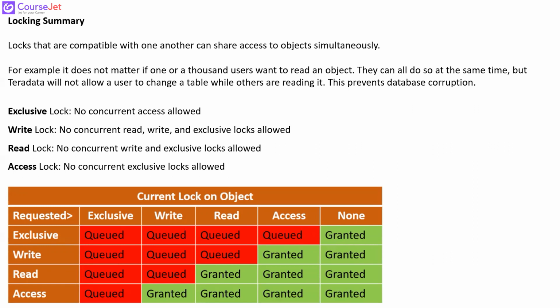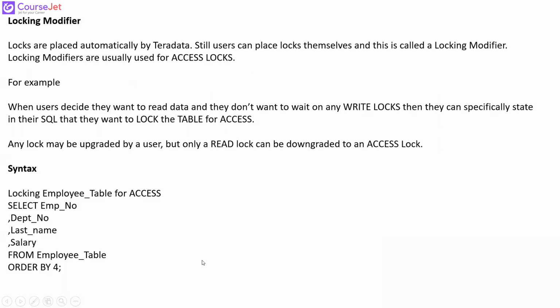So in that case, if you see the second line here, when the write operation is happening, only the access lock will be granted. Read lock will be queued, write lock will be queued, and exclusive lock will be queued, right? So in this scenario, you consider write operations happening in this table. If you don't put this locking employee table for access, what will happen? It will go for a read lock by default, right?